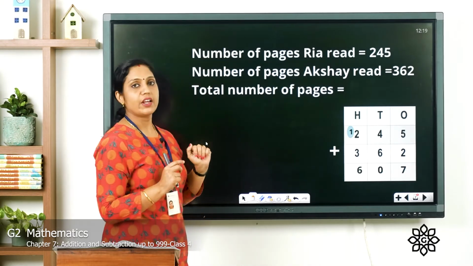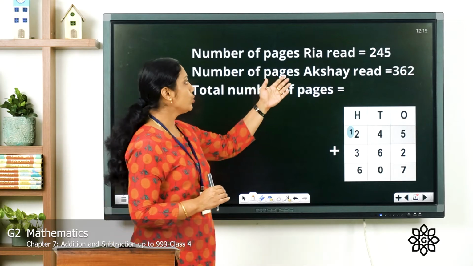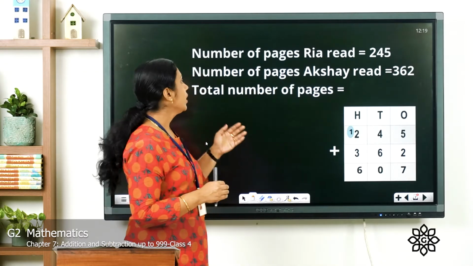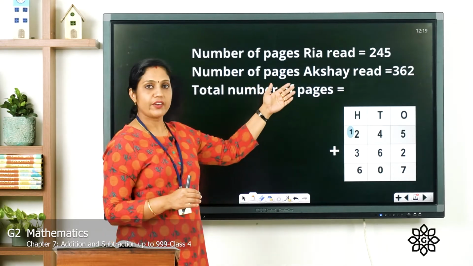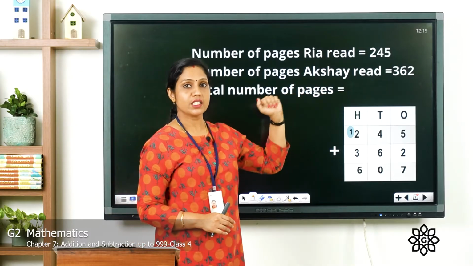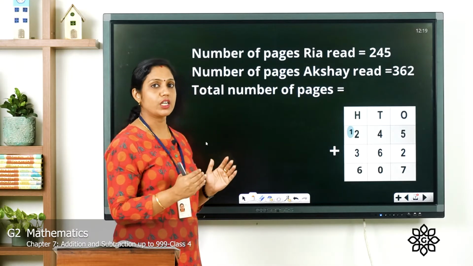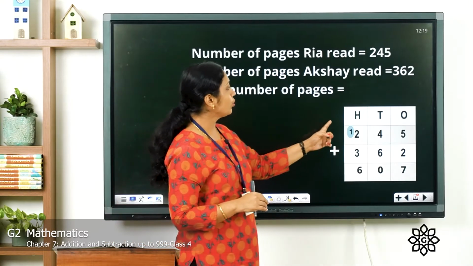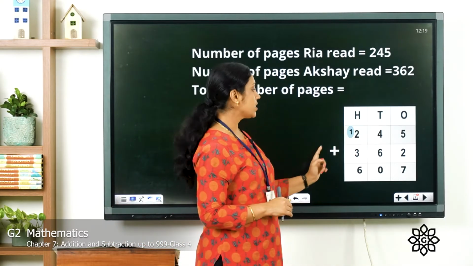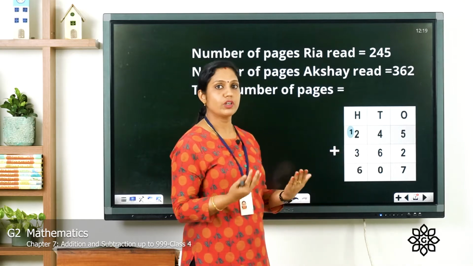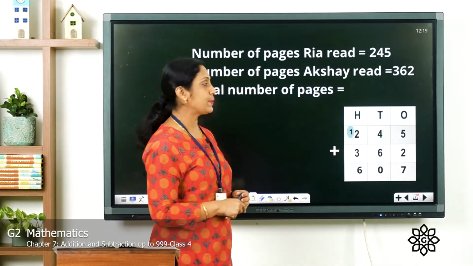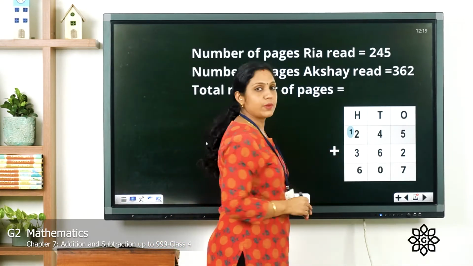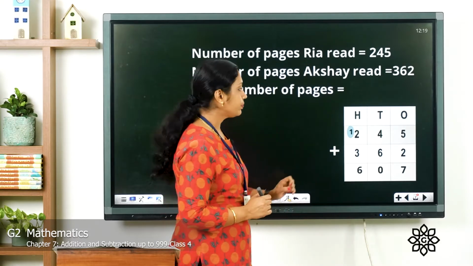Number of pages Ria read is equal to 245. Number of pages Akshay read is equal to 362. Now we have to find out the total pages. For that we have to add both the numbers. So we have 245 plus 362. So first we'll add the numbers in the ones place. We have 5 plus 2. 5 plus 2 is equal to 7.